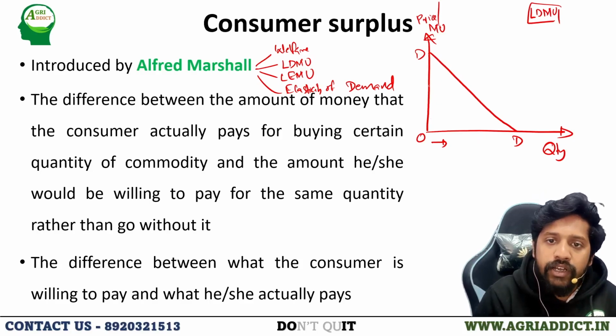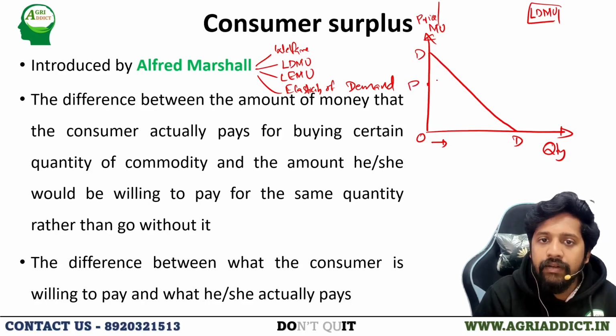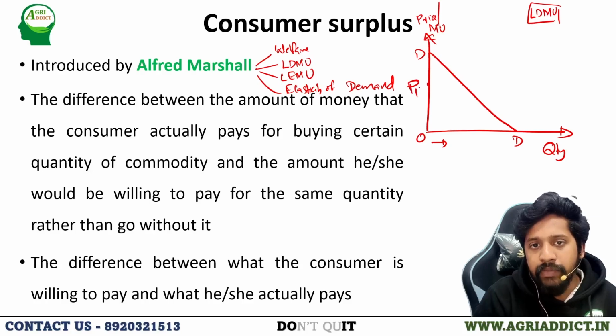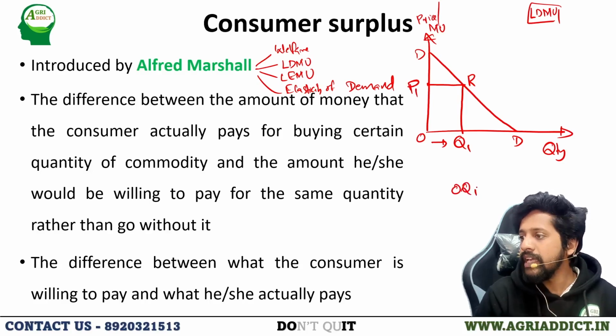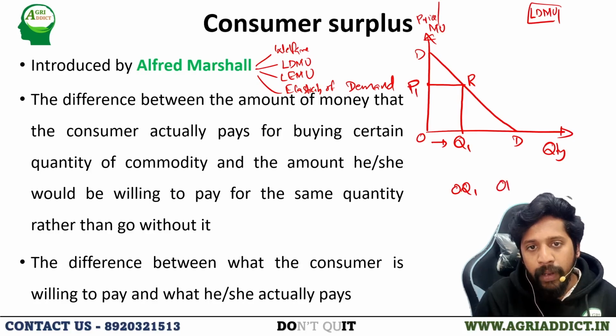And suppose we are purchasing the mango at price P1. Okay, let this be P1. So at P1 price, how much quantity can we purchase? This demand curve, let this point be R, will decide what quantity we will be purchasing at P1 price, right? So at P1 price we are going to purchase Q1 quantity. So OQ1 quantity we will be purchasing at OP1 price, right?